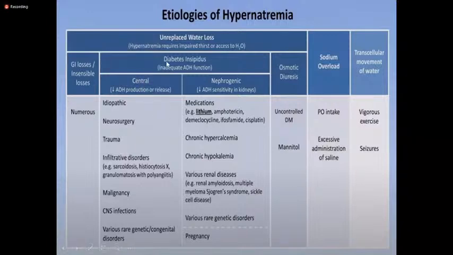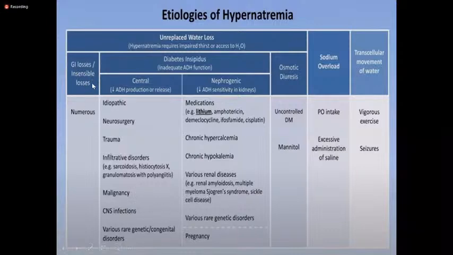So the area that we'll concentrate on is this part of the chart, where you can have GI losses or diabetes insipidus, which can be central or nephrogenic, or you can have osmotic diuresis. So basically, in osmotic diuresis, it's just the loss of the osmoles. So in uncontrolled diabetes, you're talking of glucose, and also patients who've received mannitol. Diabetes insipidus can be central or nephrogenic, where in central there is reduced production of ADH in the hypothalamus, whereas in nephrogenic the production is okay, but there's reduced sensitivity to ADH in the kidneys, and there are various causes as outlined.